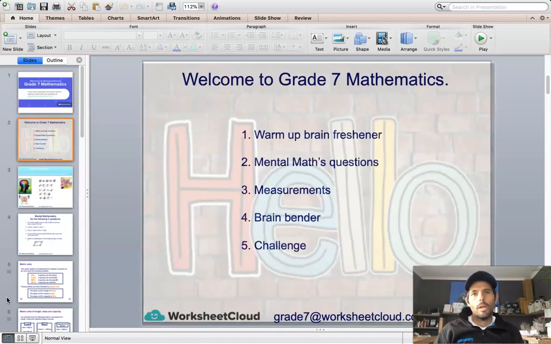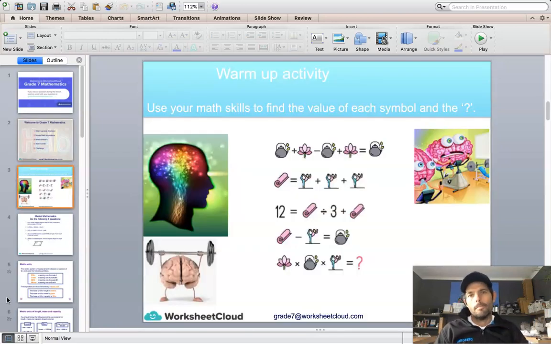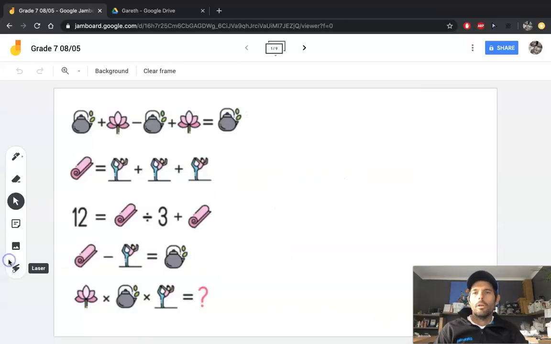Okay, so today we're going to have a look at measurements. And on either side of that, you've got your warm-ups and your challenges. So let's get straight into it. Let me know what the value of the symbols are, and don't forget the question mark at the end. Right, off you go. So multiples of 3 today, and what do I mean by that?